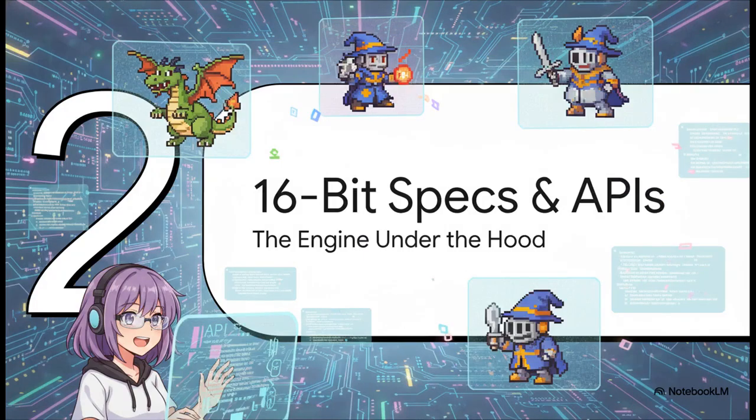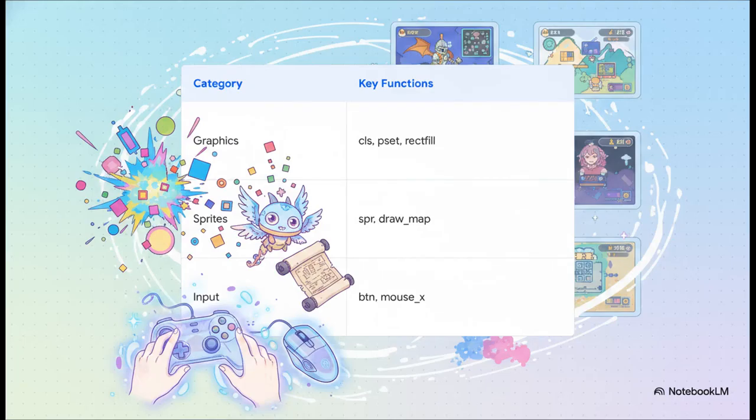Moving on to Section 2, 16-bit specs and APIs, the engine under the hood. The API here is elegantly structured. It gives you direct, low-level control over your pixels and inputs, plus a camera system that supports 4-player split screen straight out of the box. You get standard graphics functions to draw your shapes, dedicated commands for rendering sprites and tile maps, and immediate input reading for both your keyboard and mouse. It basically keeps the barrier to entry super low while pushing the creative ceiling incredibly high.